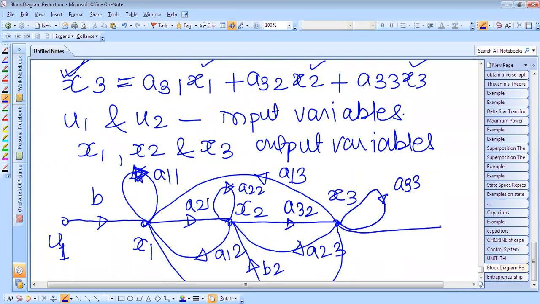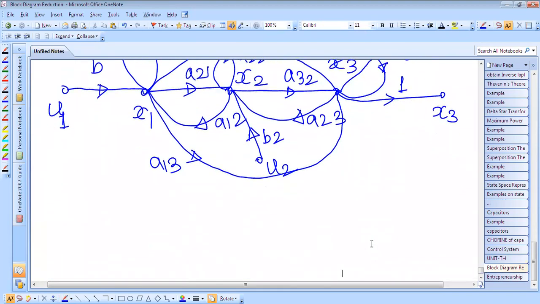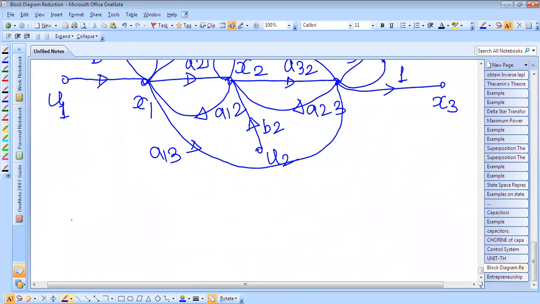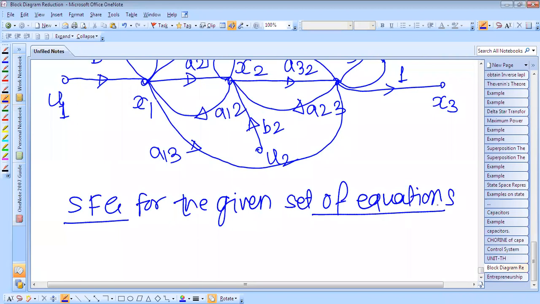We can extend this and give the name x3 to this also, so this is a self loop, and we can give the gain of this as 1. So this is the signal flow graph for the given set of equations. In this way we can draw the signal flow graph for the given set of equations.